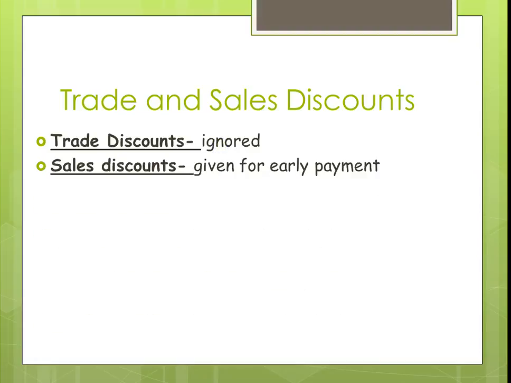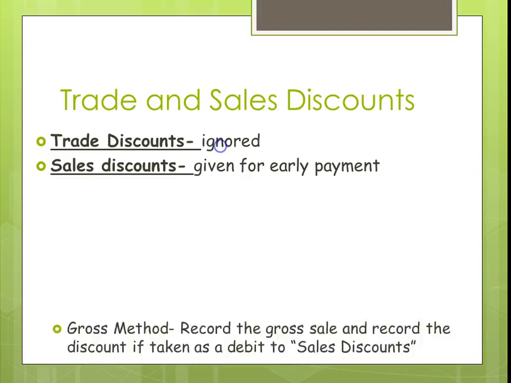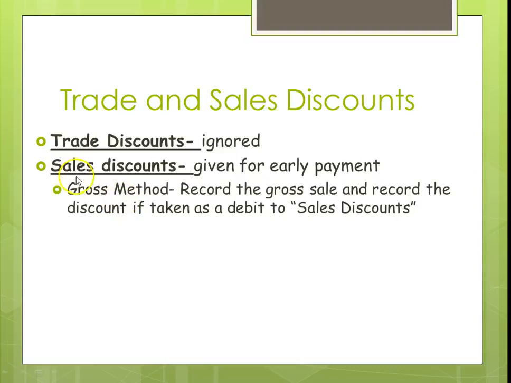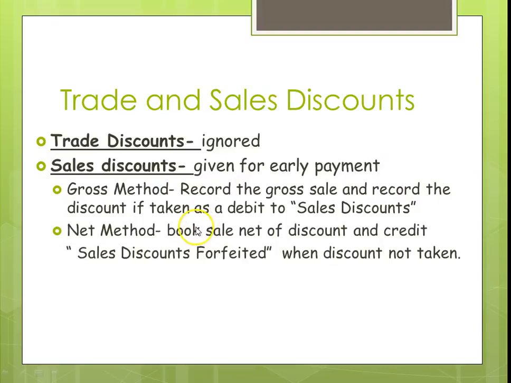Sales discounts are different. This is a contra sales account, and this is what we do when people pay early. And there are two methods. One method is the gross method. We record the gross sale and record the discount only if it's taken as a debit to sales discounts. The net method is we book the sale net of the discount and only credit sales discounts forfeited when the discount is not taken. So now we'll look through an example and I'll show you what that looks like for both of these methods.